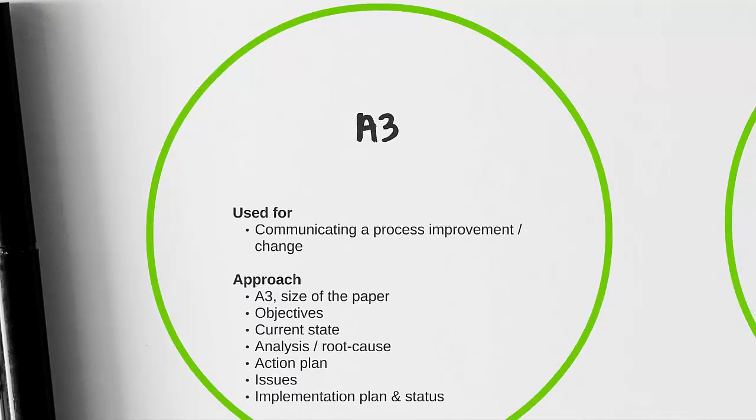An A3 is particularly helpful at communicating a process improvement or change throughout your organization. A3 itself is referring to the size of the paper. The intention of an A3 is that you detail out your objectives, your current state, your analysis of the root cause, action plan, issues, and implementation plan and status all on a single page. This communication tool is particularly helpful when you don't want to get into too many details, but you want to bring your group up to speed.